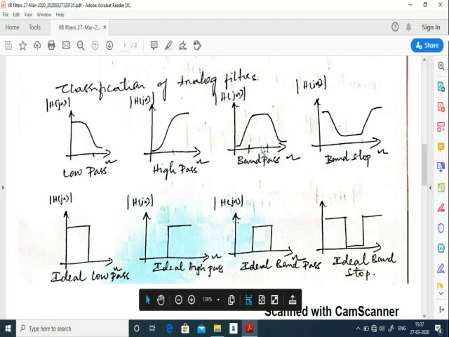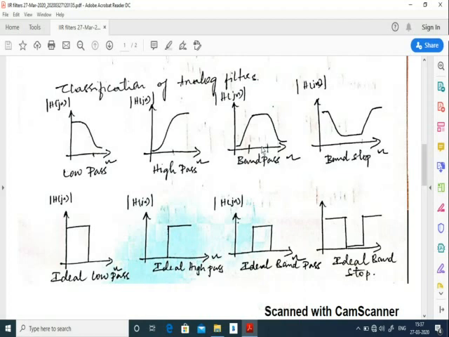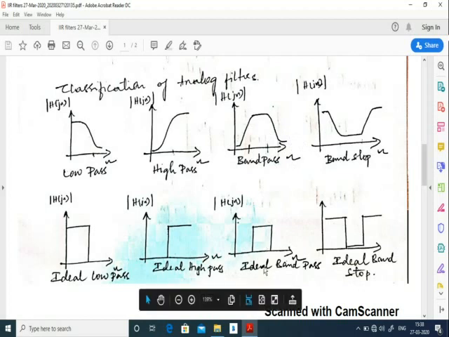Then moving on to the third type of filter, which is band pass. As the name suggests, it will pass a certain band. Say for example, from here till here, it will allow all the signals, whereas it will attenuate or won't pass all the signals which have a frequency lesser than this. In other words, it will stop them. Similarly, it will also attenuate all the frequencies above this. That is what we mean by band pass filter, and this is the ideal band pass filter representation.